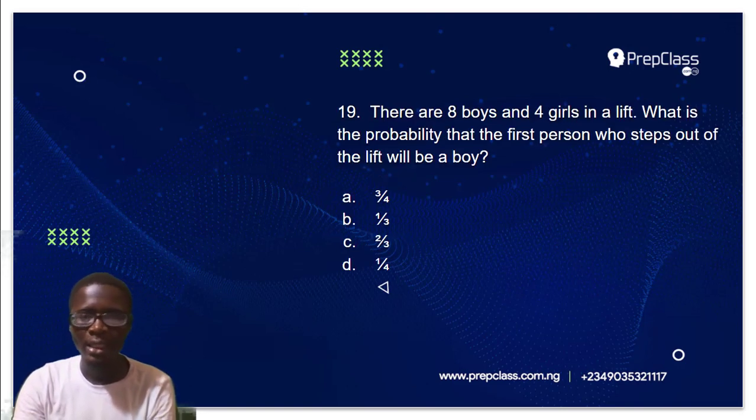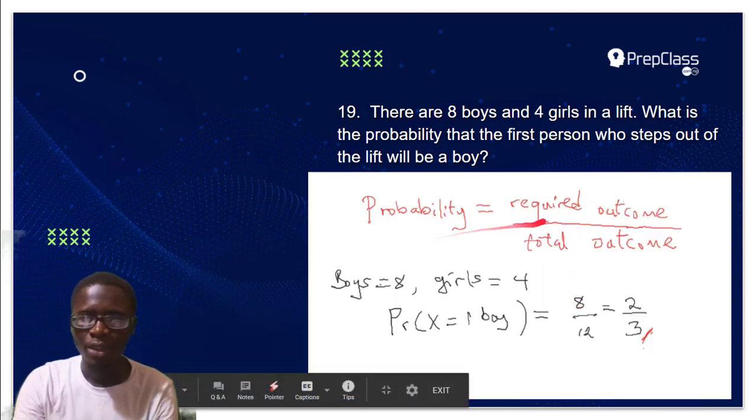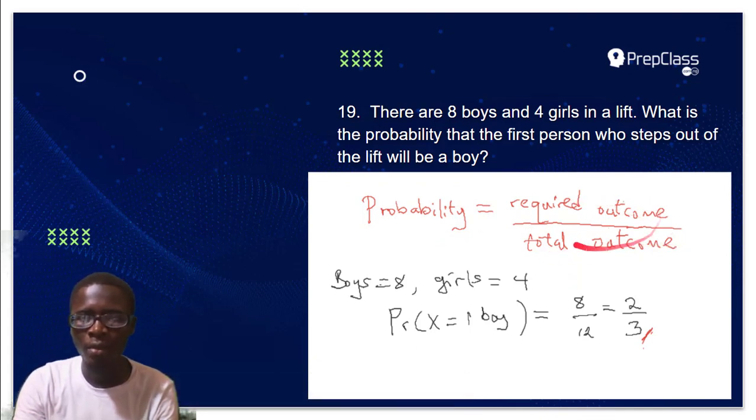Question number 19 says, there are 8 boys and 4 girls in a lift. What is the probability that the first person who steps out of the lift will be a boy? So usually, as we all know from probability, it is required outcome all over possible outcome. So we look at our event of interest all over the sample space.